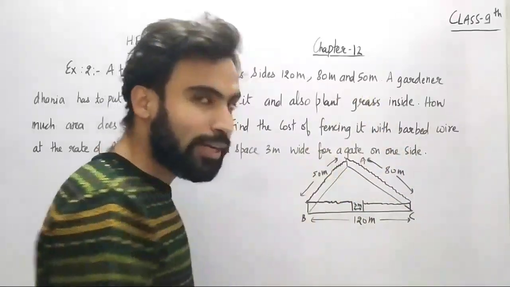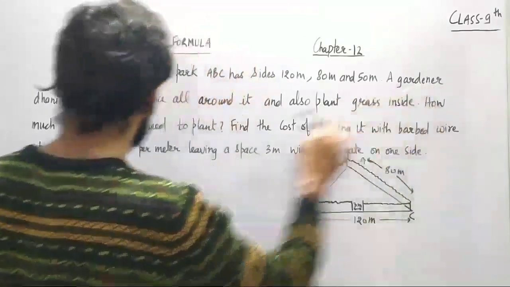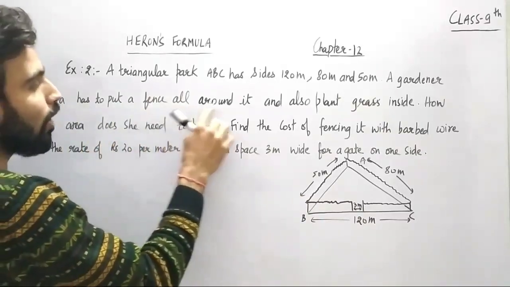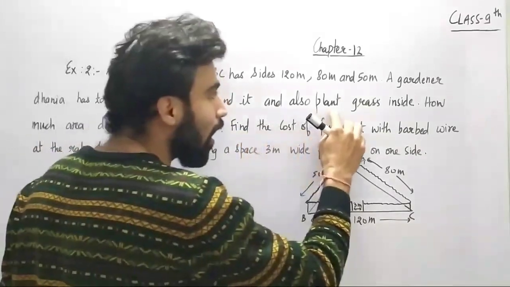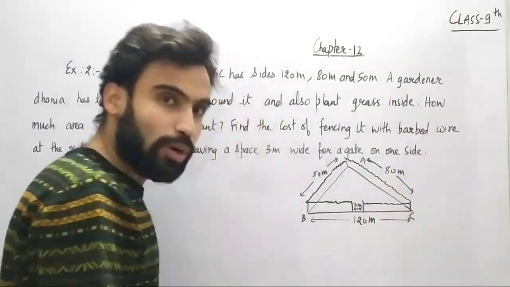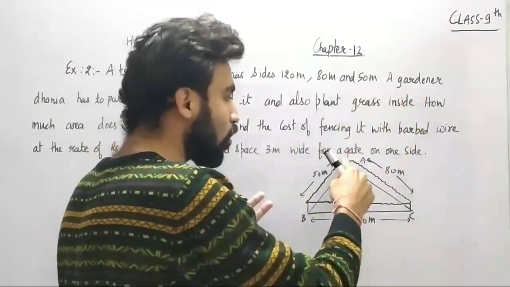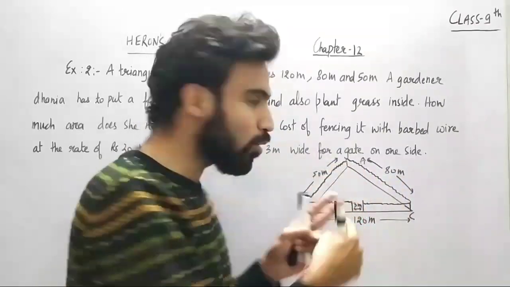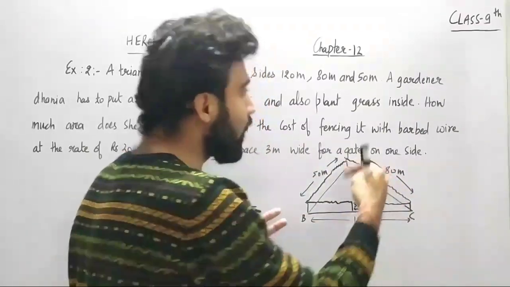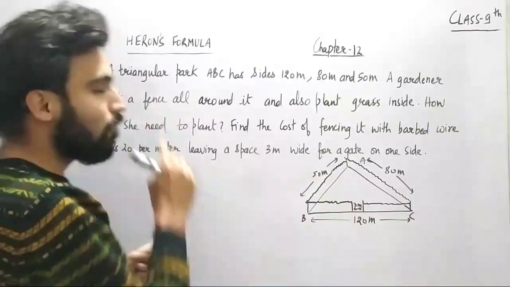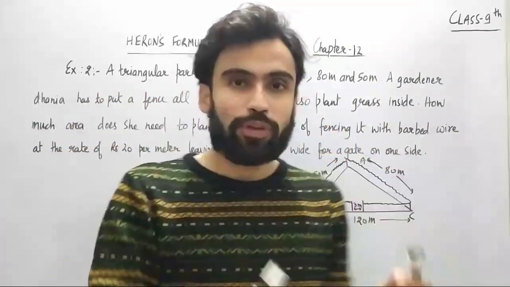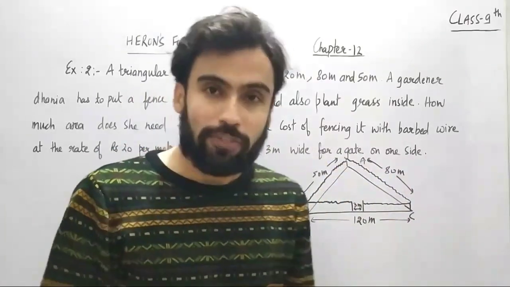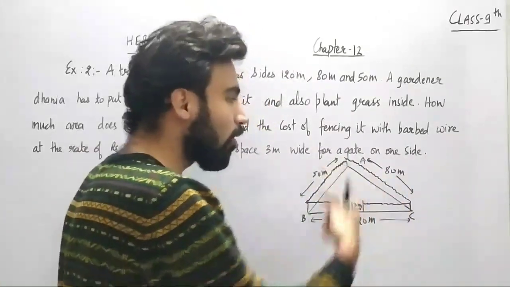So this is a triangular park with the sides given as 120, 80 and 50 meter, right? Now further a gardener, Dhania, has to put a fence all around it and also plant grass inside. So he is saying that there is a gardener who has to put a fence on the perimeter of the garden. You can see a wire, right? What does fence mean? For protection we used to put wire on the perimeter, or you can say the fencing. We also call putting the wire fencing.